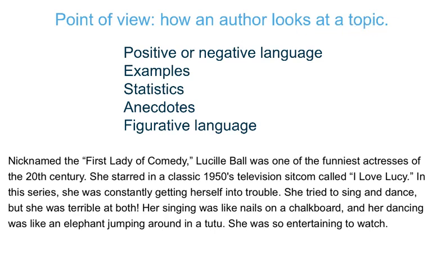One method we've already talked about for determining point of view is looking for an author's use of positive or negative language. In other words, do they pick nice words to describe a topic or negative words? Authors also use examples, statistics, anecdotes or stories, and figurative language in order to show how they view a topic or subject. Let's practice finding these techniques with an example text.